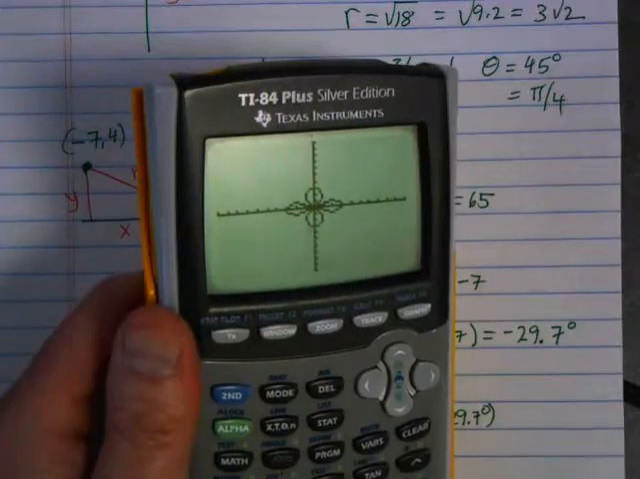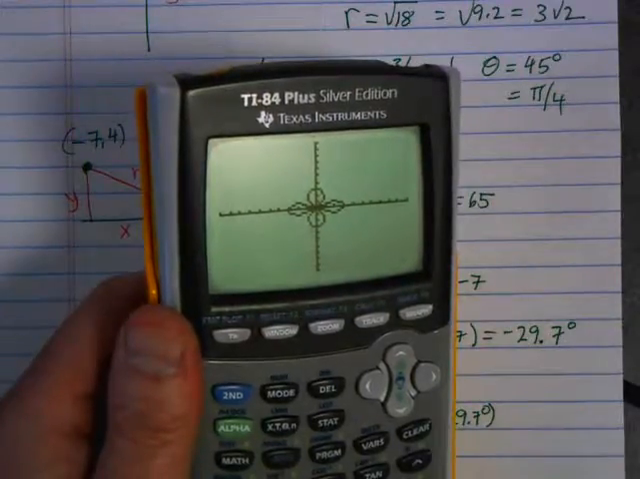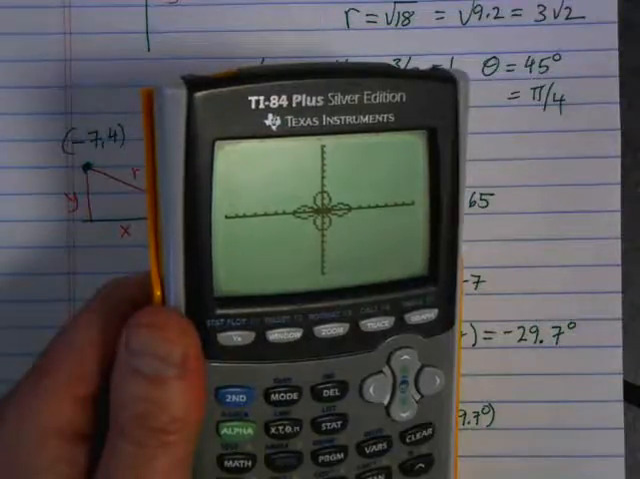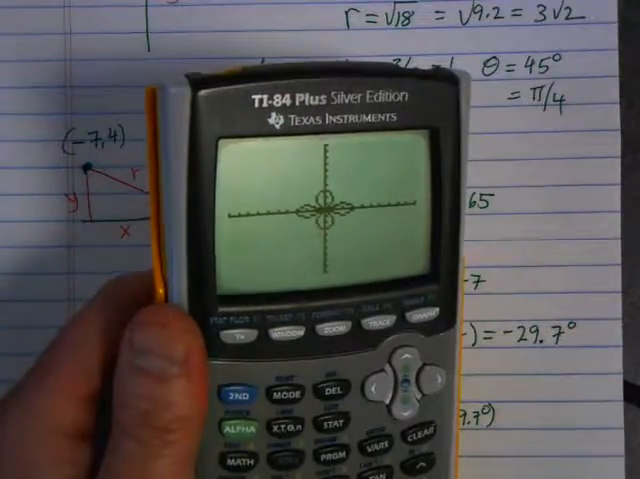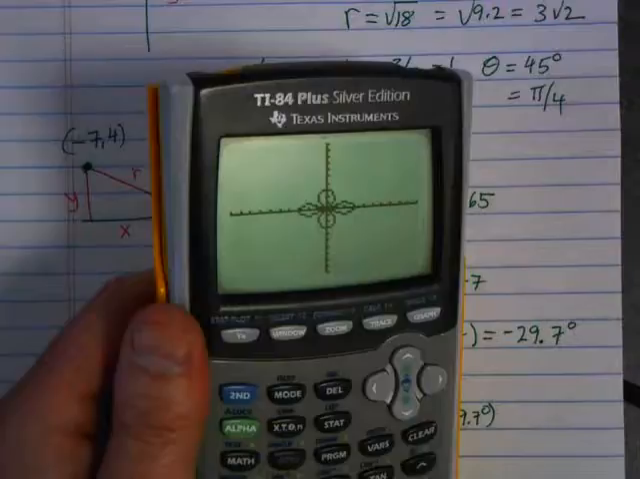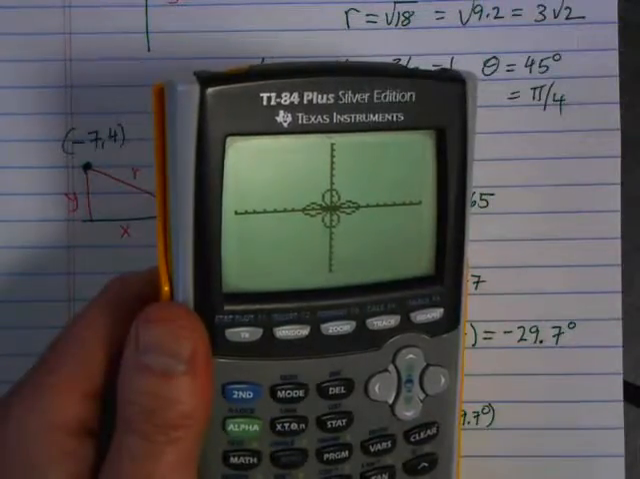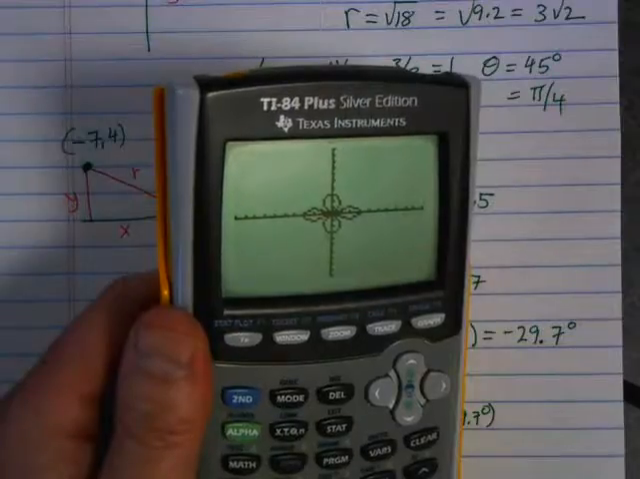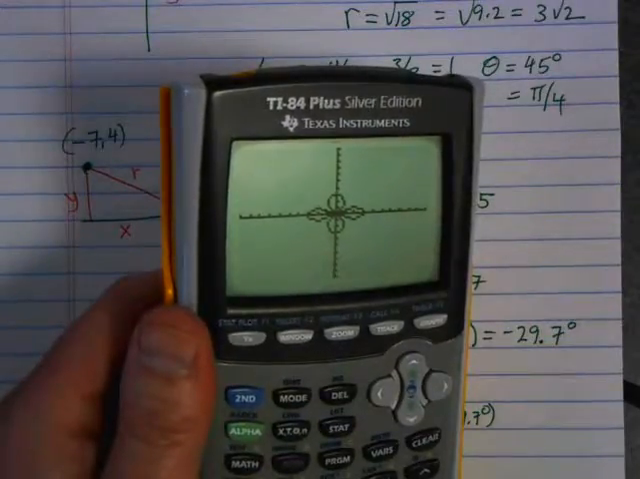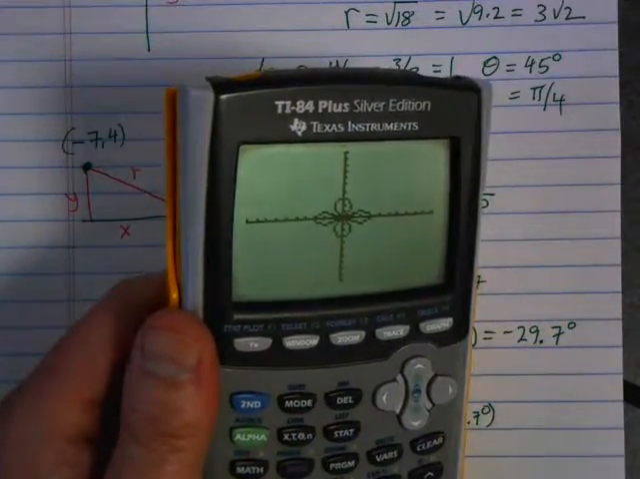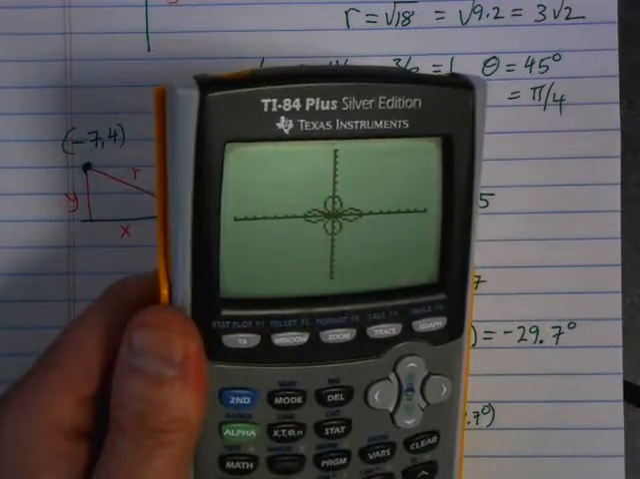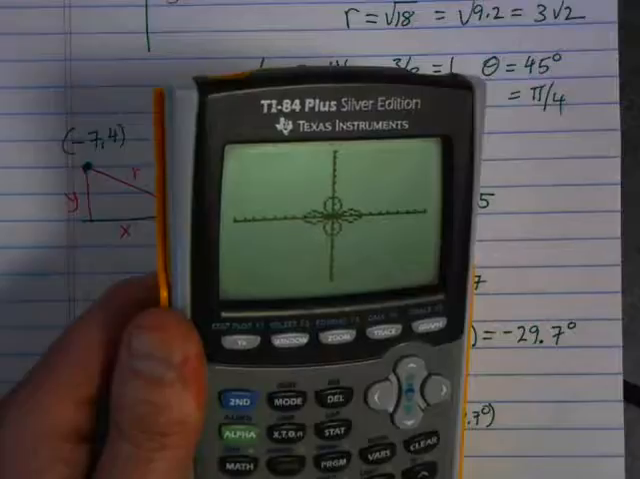And look at the picture you get. Kind of an interesting picture. It is a flower. In fact, it's called a 4-petal rose. Really, I wouldn't lie to you. Can you imagine trying to write that equation using x's and y's? It would be horrible.